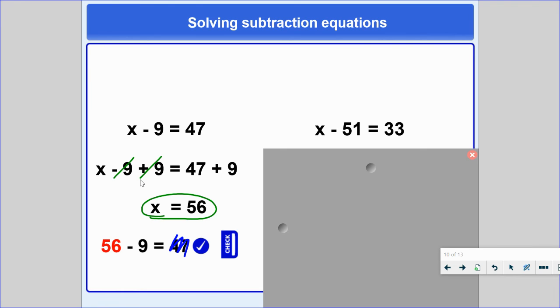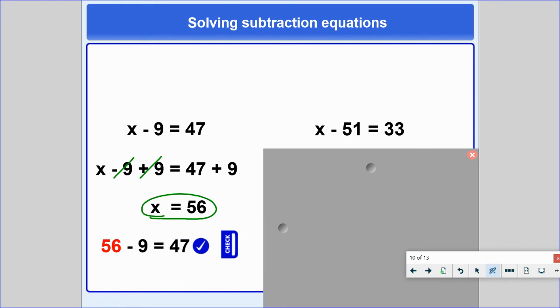56 minus 9 is 47. Hey, it is 47. That is a true statement. So again, I want you to keep thinking about how this is similar to previous problems. Well, anything you do to one side, you do to the other. We have a problem, we have work, we have a solution, and we are checking.